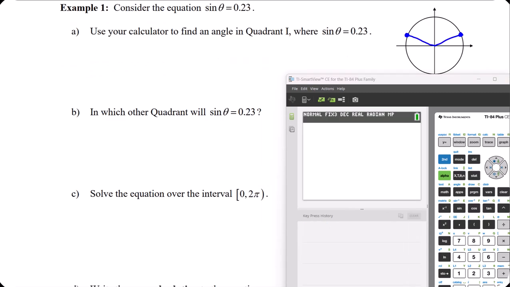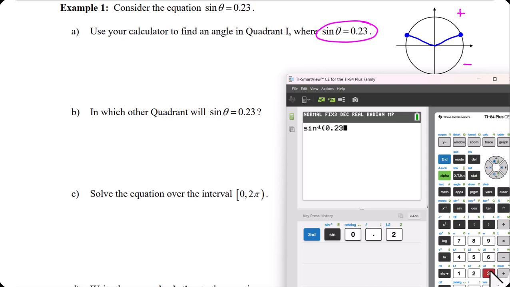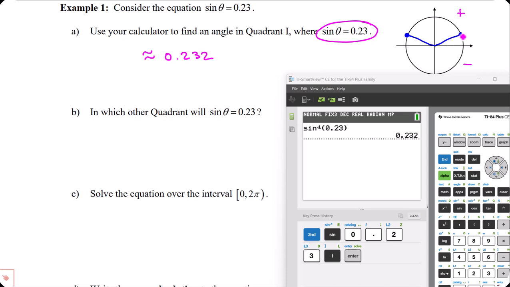So we're going to use our calculator to find the angle in the first quadrant where sine is positive. Sine is positive here and negative here. In terms of the inverse functions, remember, from negative pi over 2 to pi over 2. So if I do second and sine and 0.23 and press enter, we have 0.232, and notice the calculator rounds to the nearest 3 places. So we can say approximately 0.232. And that must be this angle, 0.232.